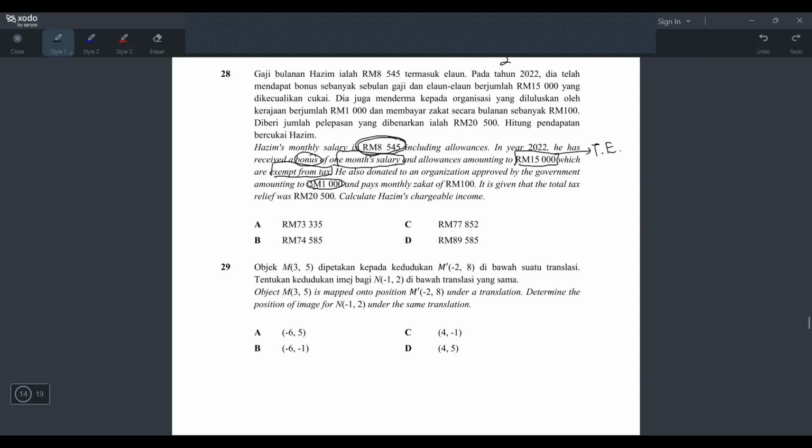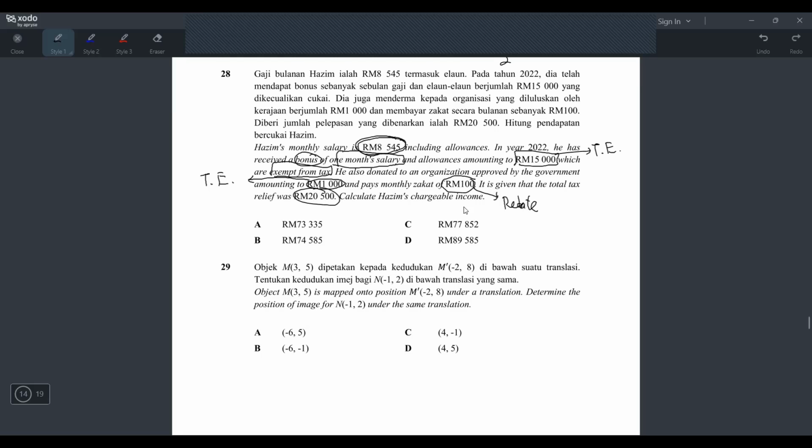And then he also donated to an organization approved by government amounting to 1,000. Every time you do income tax, they always like to give donation. So every time donation, tax exemption. It means you have to minus it. And then he pays monthly zakat of 100. This is called rebate. Zakat is a type of rebate. And then it is given that the total tax relief, they already said tax relief.